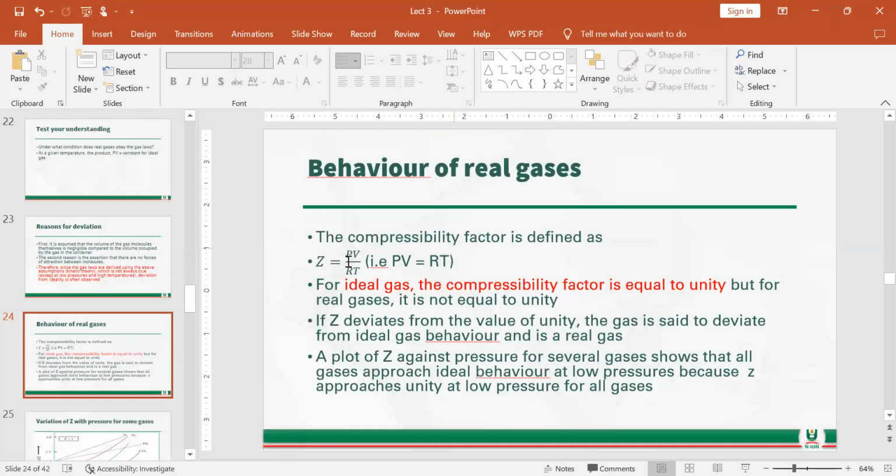So for the behavior of real gases, the compressibility factor is defined as Z. It's normally defined as PV all over RT. You know, the formula for the ideal gas law is PV is equal to RT. So when you take the ratio, that ratio is called the compressibility factor. For an ideal gas, the compressibility factor is equal to unity, but for a real gas, it is not equal to unity. If Z differs from unity, the gas is said to deviate from ideal gas behavior and is a real gas. A plot of Z, the compressibility factor, against pressure for several gases shows that all gases approach ideal behavior at low pressure, because Z approaches unity at low pressure for all gases.